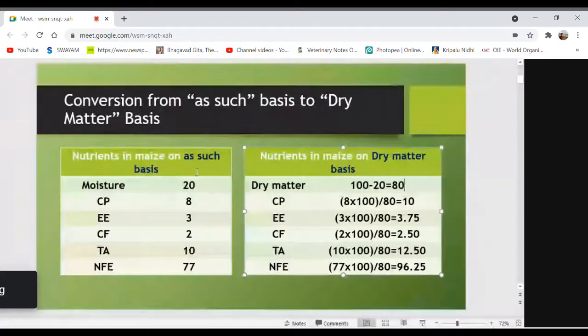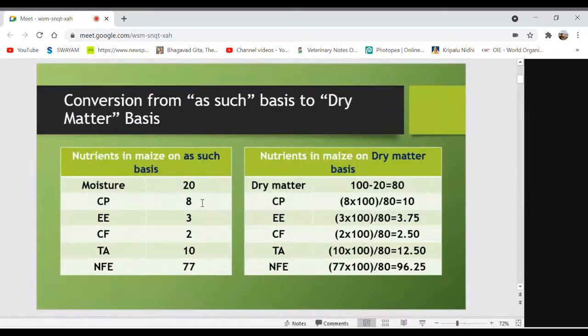So therefore it means this 8 is present in 80 gram of diameter, not in 100 gram of diameter, because 20% or 20 gram is your water. So 8 gram of CP here, or 3 gram of ether extract, or 2 gram of crude fiber, or 10 gram of ash, and 77 gram of nitrogen free extract is in 80 gram of diameter. Okay, so therefore you have to convert into 100. That means how much would be in 100 gram of diameter. So this is the calculation.